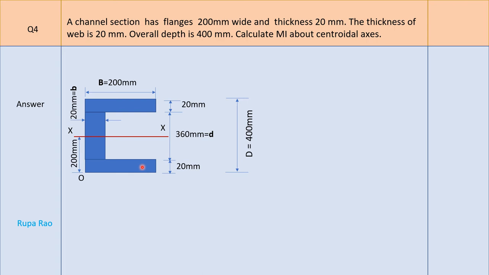Now how do we calculate the moment of inertia about the horizontal axis XX? What we do is consider this full section as a rectangle, so the outer dimensions will be capital B 200 and capital D 400. So BD cube by 12 will give me the moment of inertia of this full rectangle, and from this full rectangle I deduct this hollow rectangle, just like we do for a hollow rectangular section.